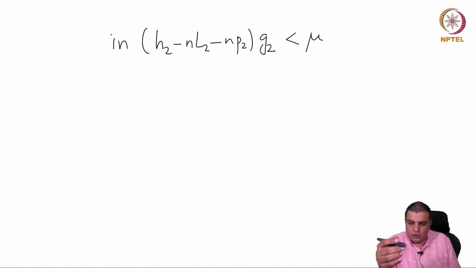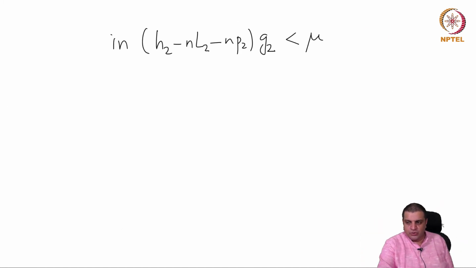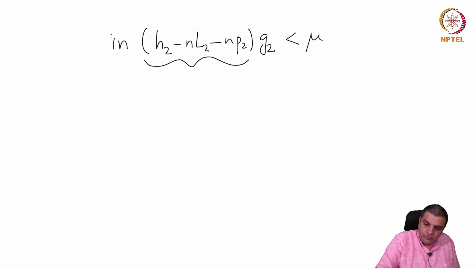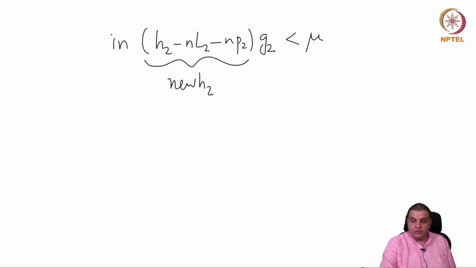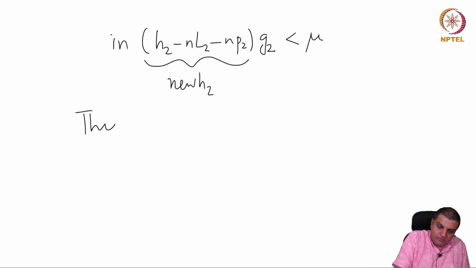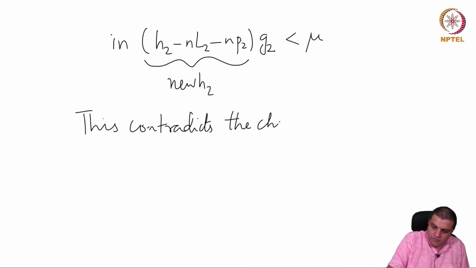So previously we had assumed that H1 G1, H2 G2 and possibly other things all had the same initial term mu, out of which we have removed one term, by changing the coefficient of G2, so that with the new H2, in of new H2 times G2 is strictly less than mu. So this contradicts the minimum choice made earlier.